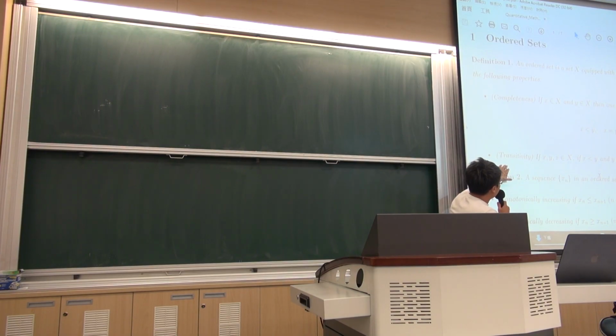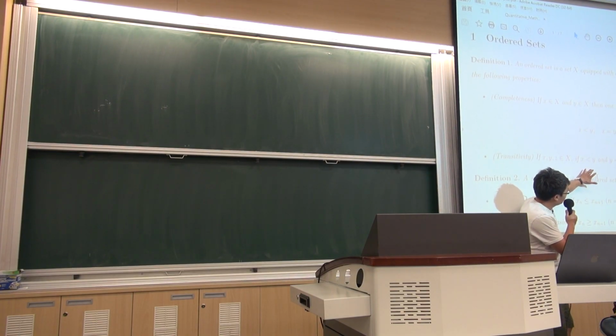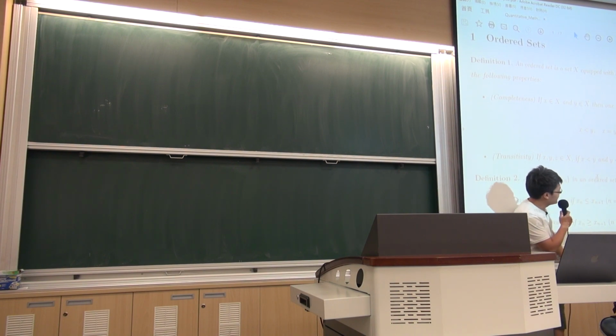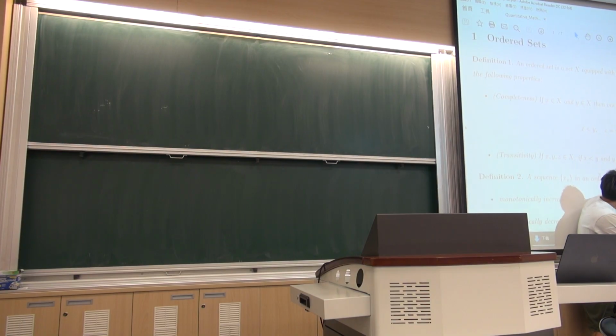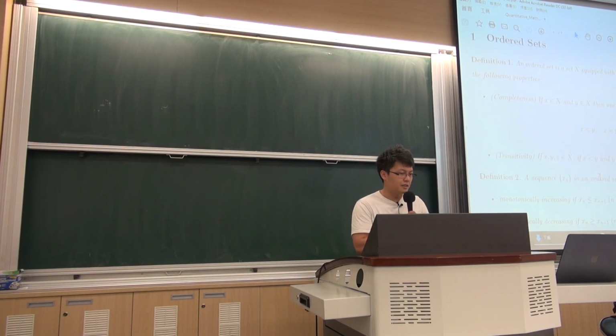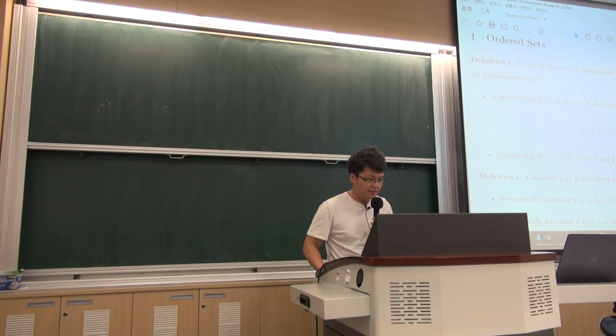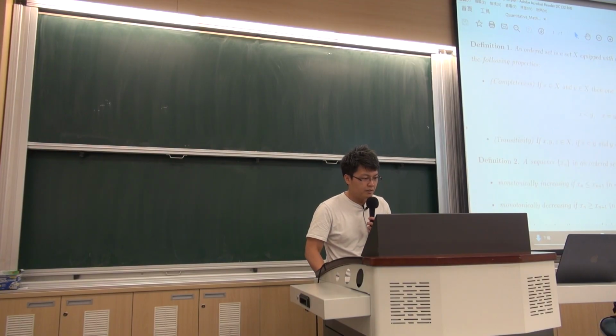Also, the second property is transitivity. It says that there are 3 elements from X, and you already know that x is less than y and y is less than z. Then naturally you will know x is less than z here. So these are the 2 properties that an ordered set has to satisfy.